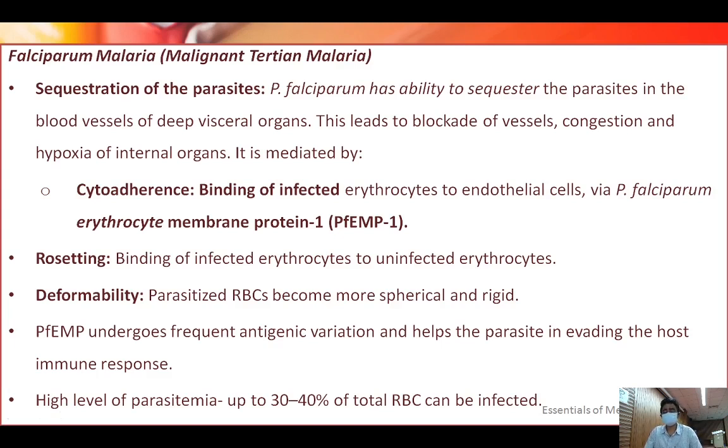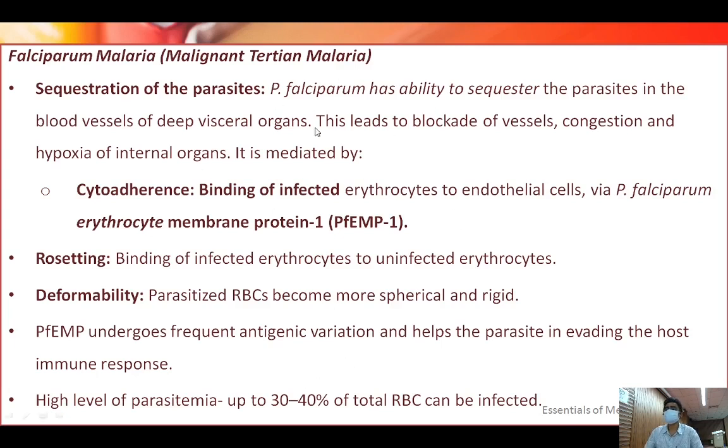The severity of the disease will be more because there will be more destruction of the RBCs, and more clogging of the RBCs. So these things are there. Your spleen will also be working overtime. You'll have a huge splenomegaly, which will extend right down, almost touching and going across the umbilicus also.